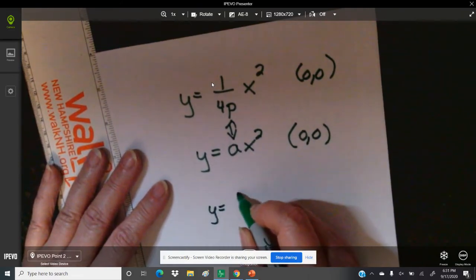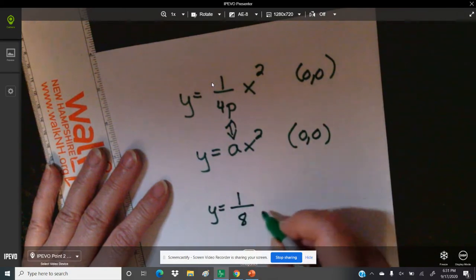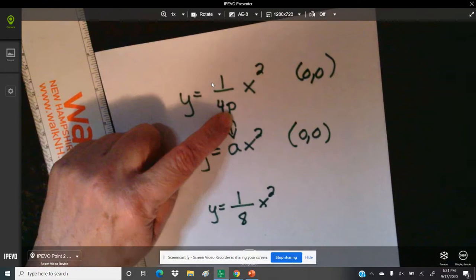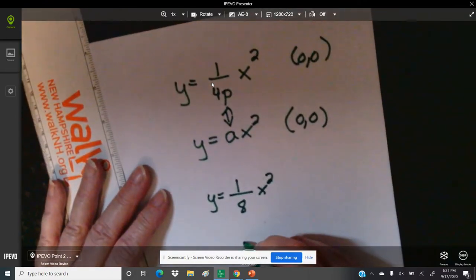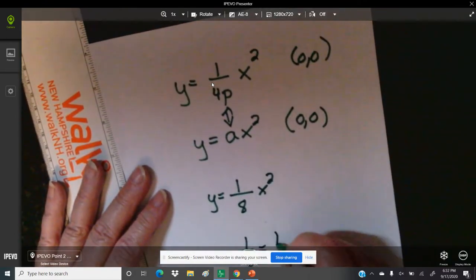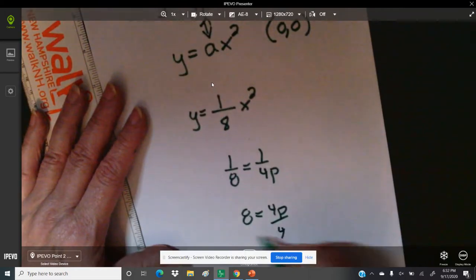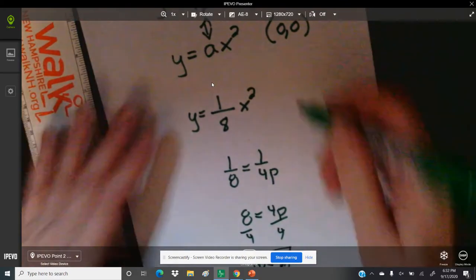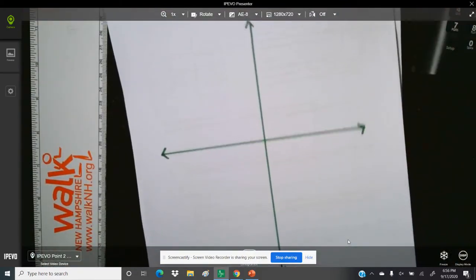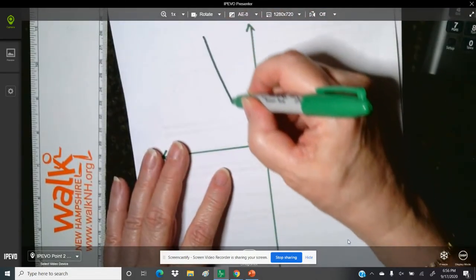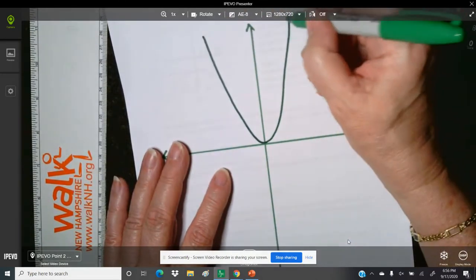If you had a parabola that was 1 over 8 x squared, and you wanted to know what p is so you could find your focus and directrix, you could say, well, I know 1/8 has to equal 1 over 4p. So I know 8 has to equal 4p. If I divide through by 4, I know p has to equal 2. So that way I know if I were to draw this parabola, I know it goes through 0, 0. I don't know exactly what the shape would look like, but it doesn't really matter for this.